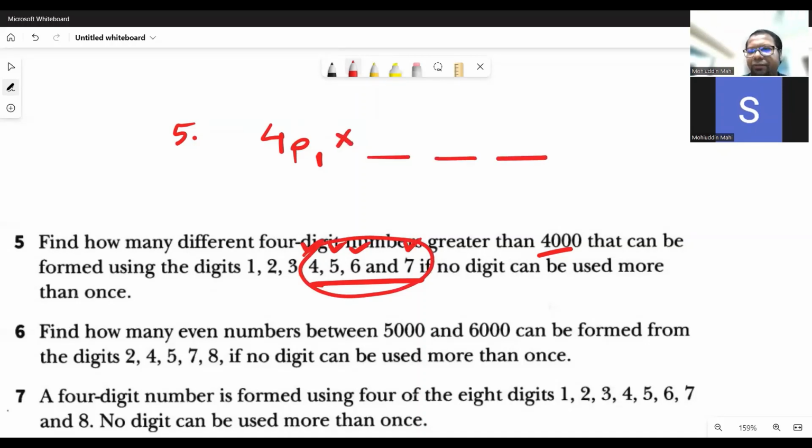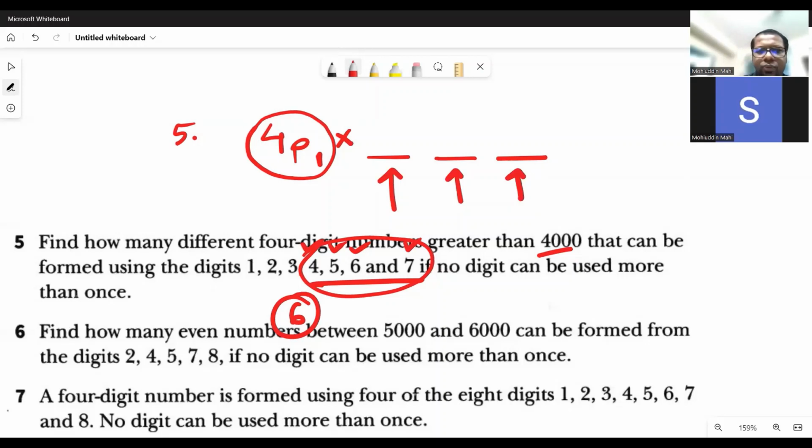Now, how many positions are left? 3 positions left. And we have already used one digit here, so we are left with 6 digits. And from those 6 digits, we can pick 3 digits because we have 3 positions left. So in how many ways can we do it? We can do it in 6P3. Be careful. It has to be a 4-digit number.